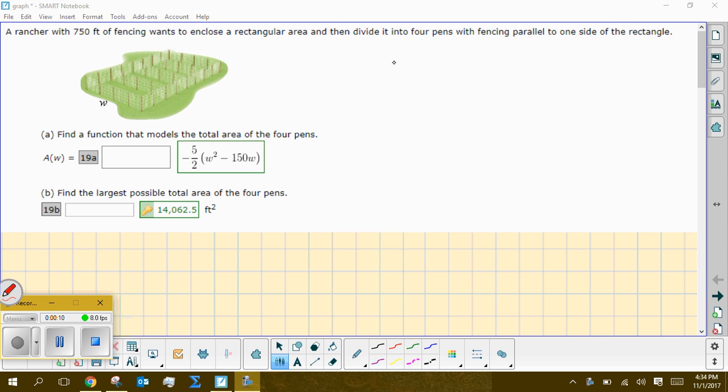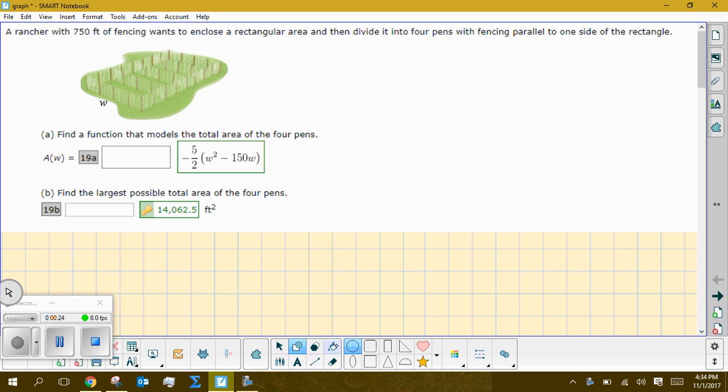First thing, a rancher with 750 feet of fencing wants to enclose a rectangular area and then divide it into 4 pens with fencing parallel to one side of the rectangle. That image, this picture here, I don't think it's a really great picture. I think it might be more beneficial for you to look at this from a bird's eye view.